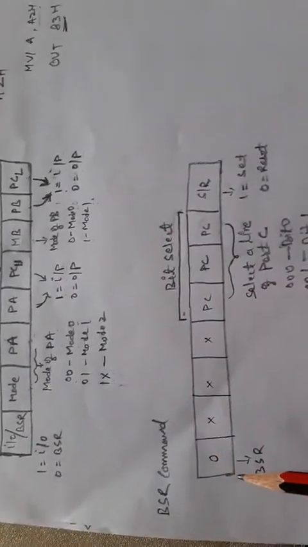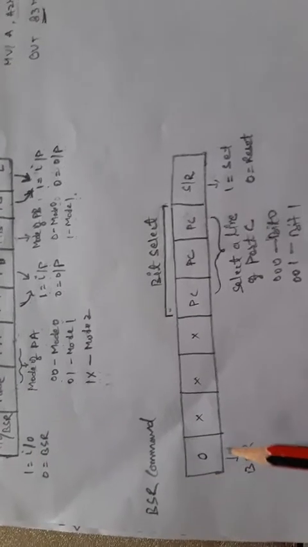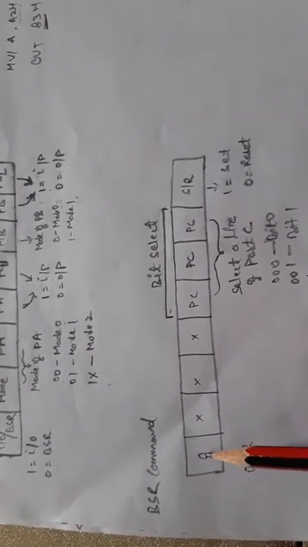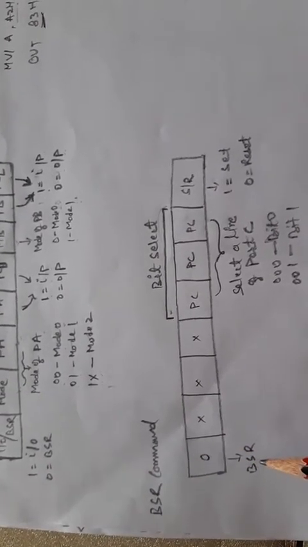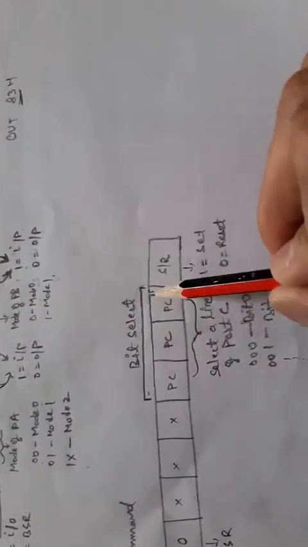Now we come to the BSR command. For the BSR command, this bit shows it is working as a BSR command. If this bit is 0, then it is working in BSR mode. These are the redundant or don't care bits. This BSR command is for port C only. These are the bit select bits.